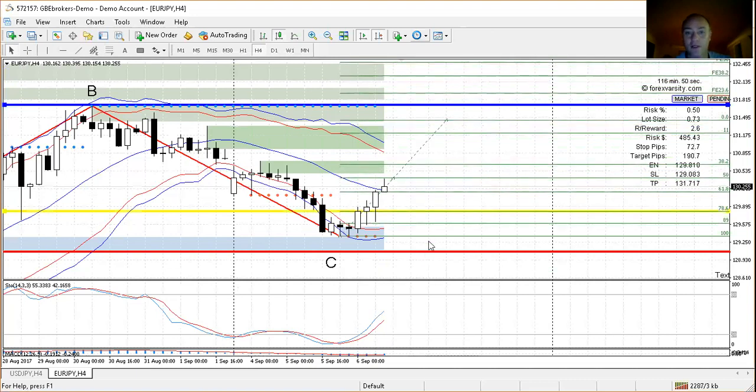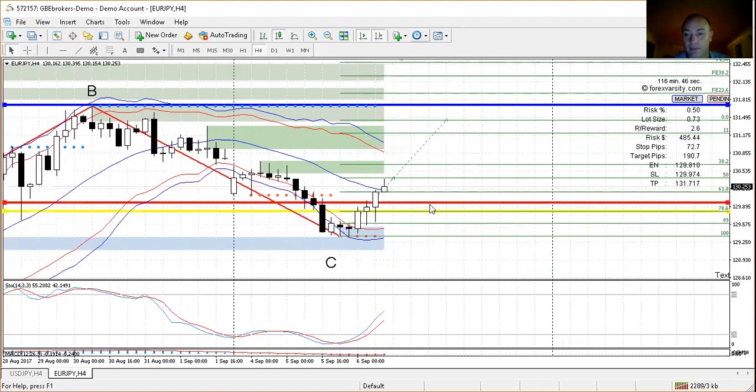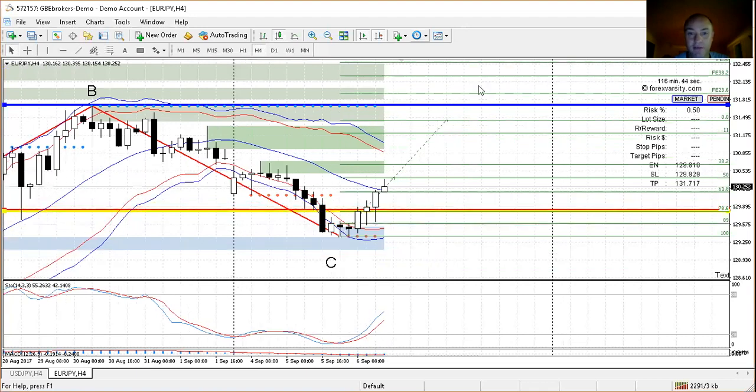At that point, consider bringing your stop loss to just above break even, because even if it does a little retracement and then comes back down to the 61.8, which would be a retracement on the smaller time frame, you're still safe and not going to get stopped out.